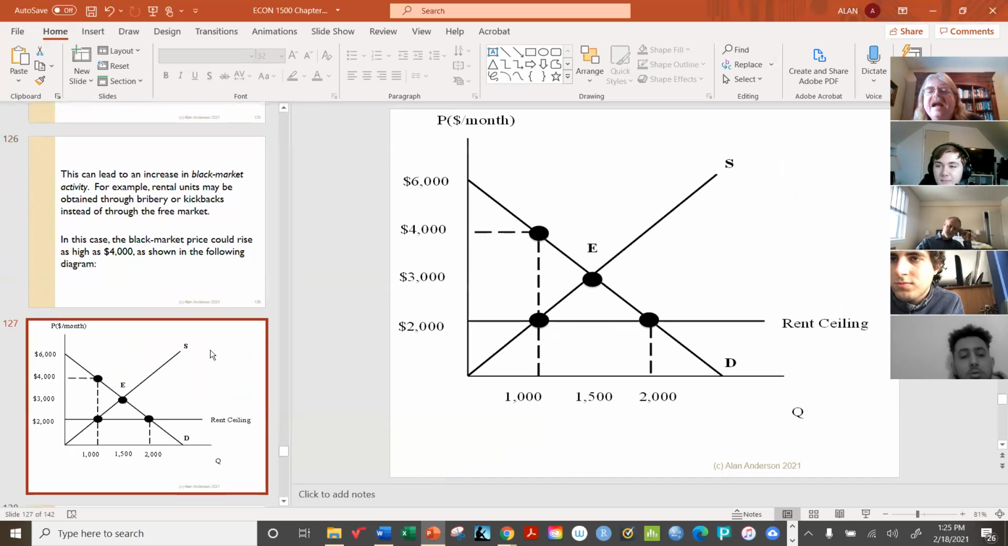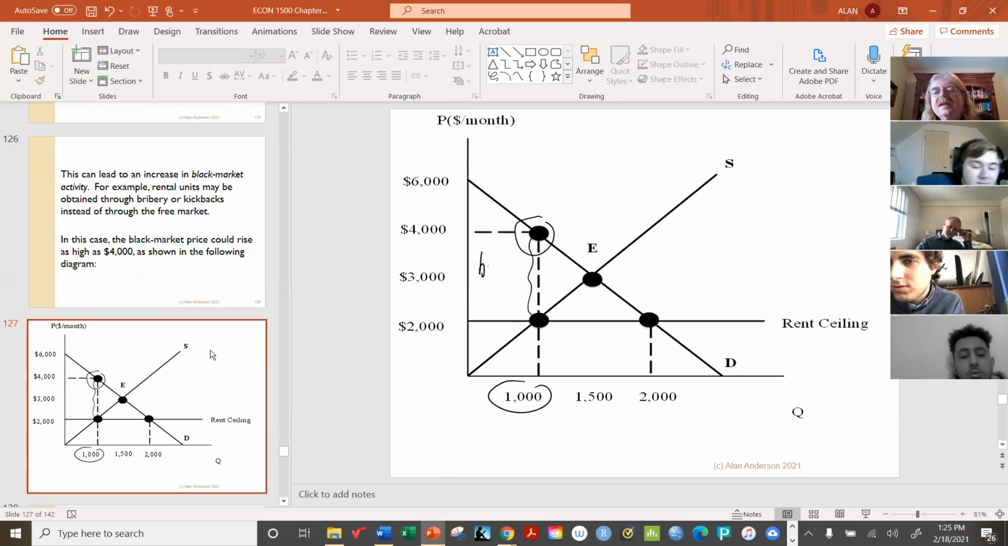Now, what can happen, according to this graph, is the black market price could soar up. You see the demand with 1,000 units, people are in principle willing to pay up to $4,000, which means they can afford to give the landlord a little bribe of $2,000 to stay in those units under the table. And this is the black market aspect of it.